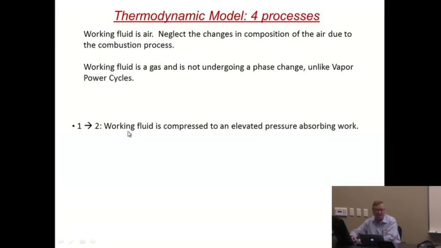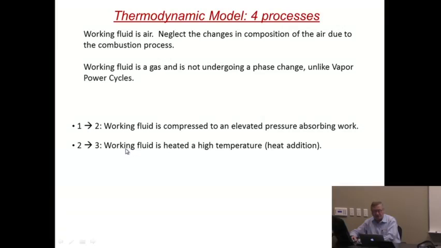So the first stage is the compressor. The working fluid is compressed to an elevated pressure, and that compression absorbs work. The temperature at the end of the compressor is higher than at the entrance of the compressor because the pressure is higher, and you have PV as a constant, but you don't know what that's going to be.